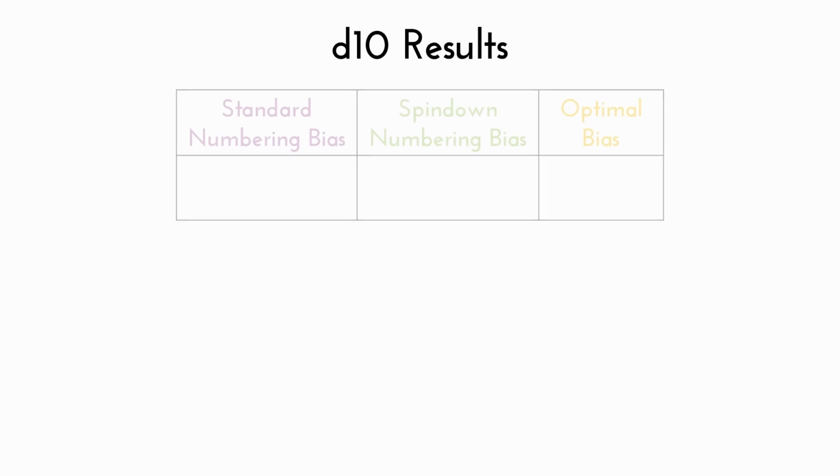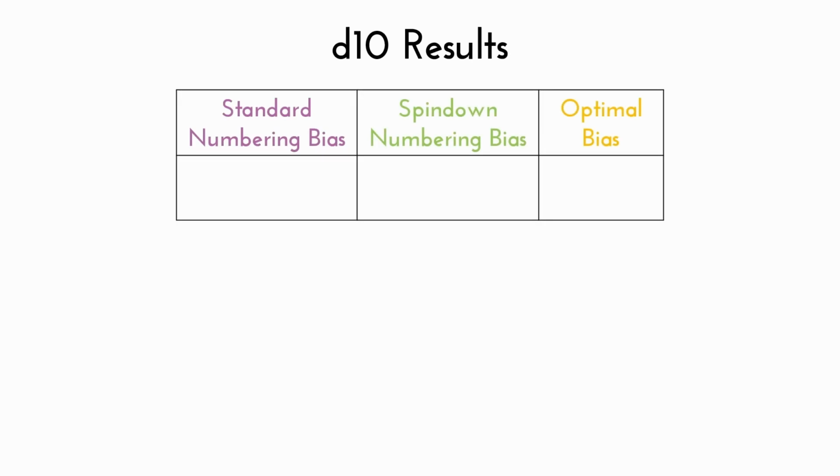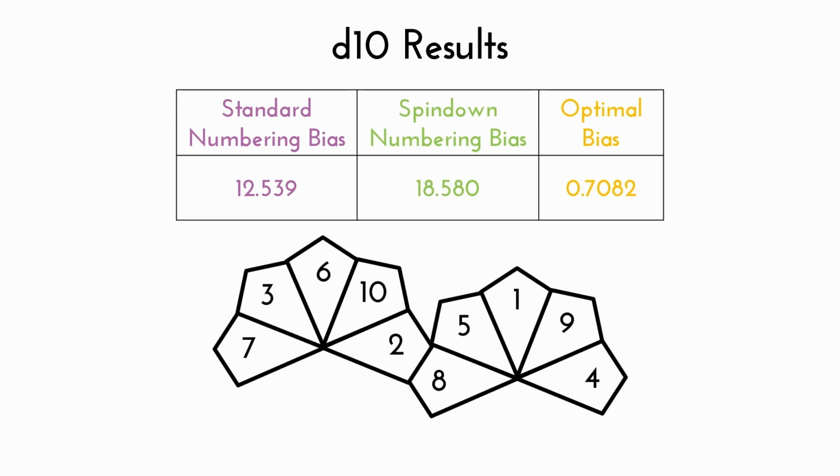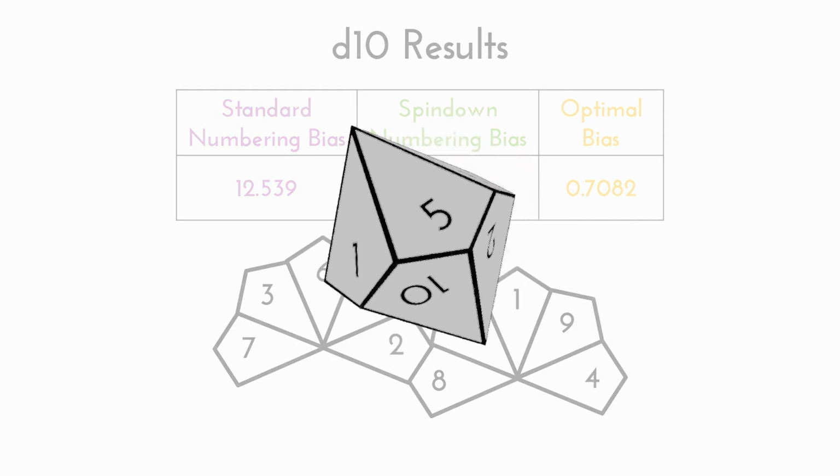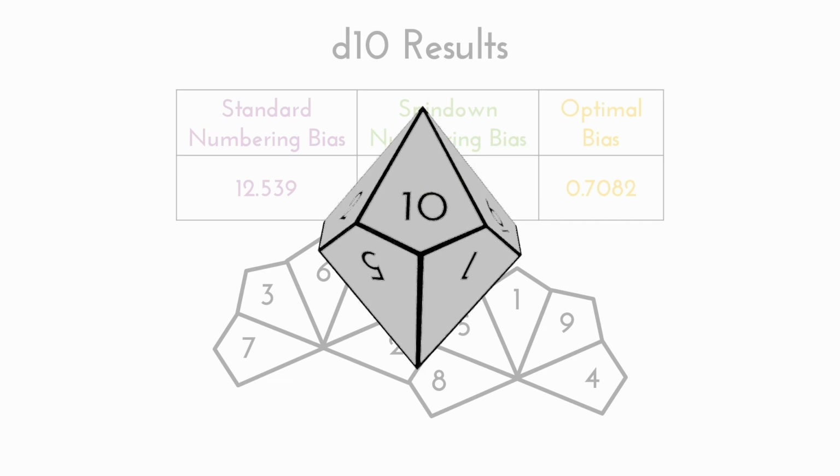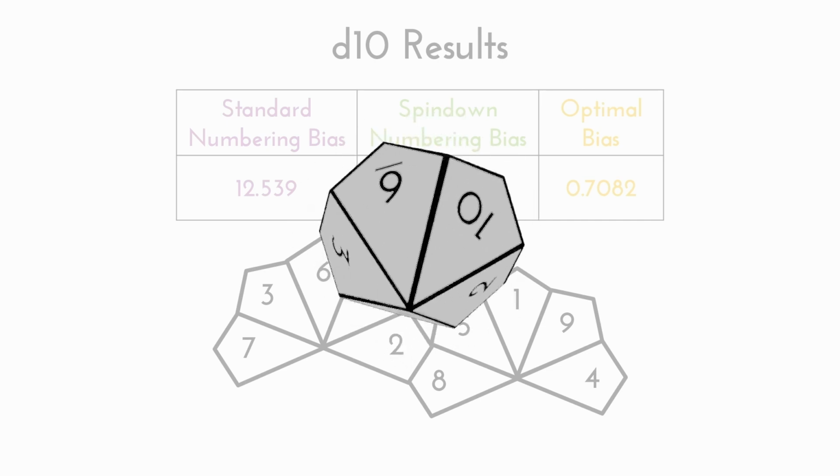The D10. Standard numbering has a bias of 12.539. The spin-down numbering has a bias of 18.58. And the optimal has a bias of 0.7082, which is a massive improvement of about 18 times better than the standard numbering. Interestingly, this doesn't follow the pattern of the D6 and the D8, but D10s are kind of weird, as they aren't platonic solids.